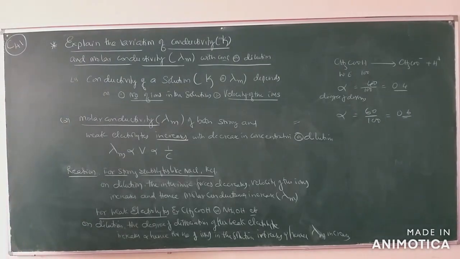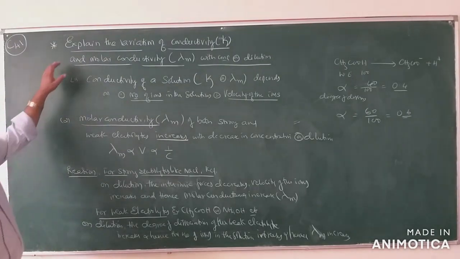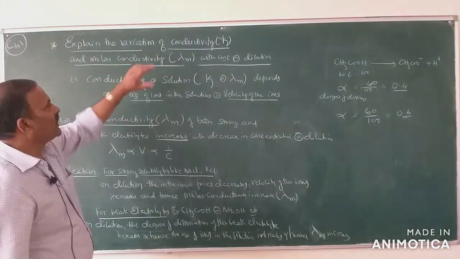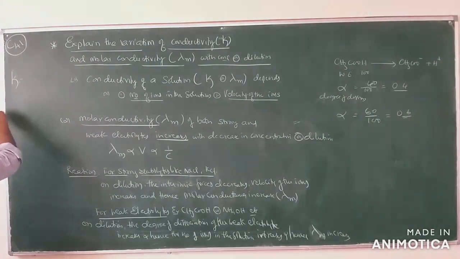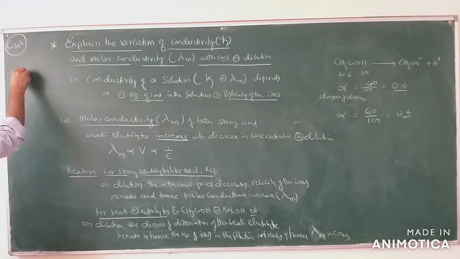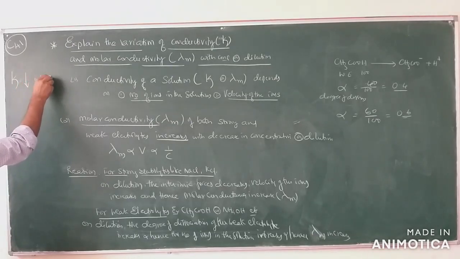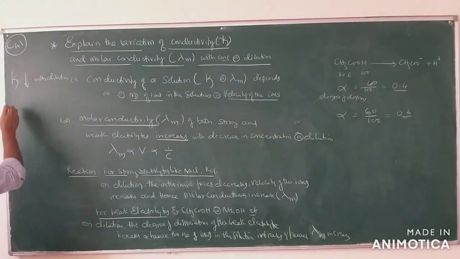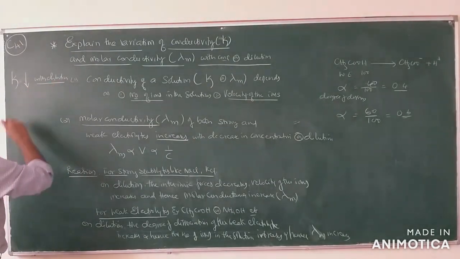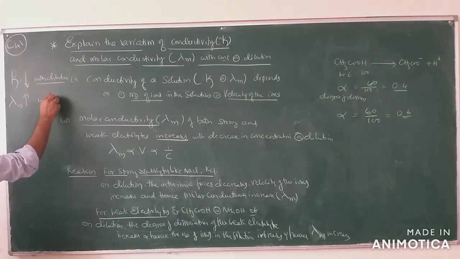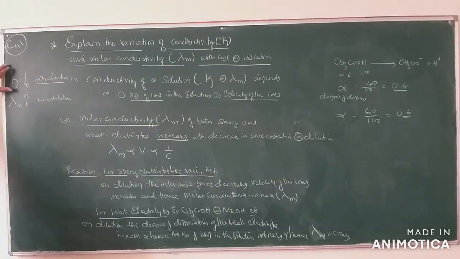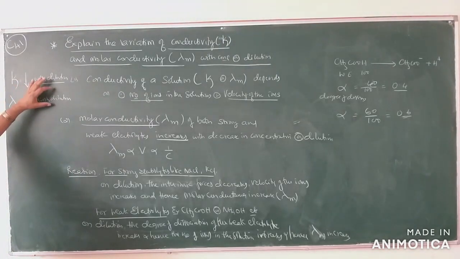So finally, what conclusion can we draw? Explain the variation of conductivity and molar conductivity. Specific conductivity or conductivity decreases with dilution. Molar conductivity increases with dilution.